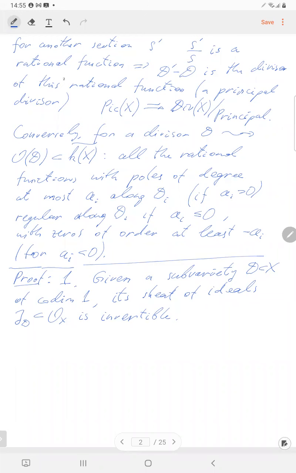So let's consider this ideal locally. Let's consider its stalk, or germ, at a point x inside this subvariety of codimension 1, or divisor inside X, and we get JDx, and now inside let's take some local function that is irreducible.